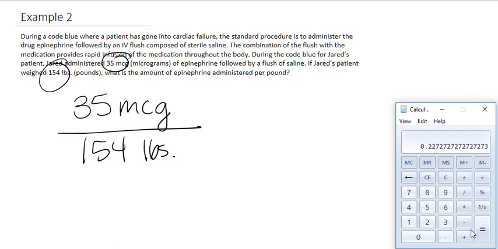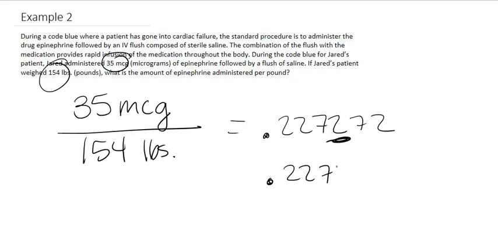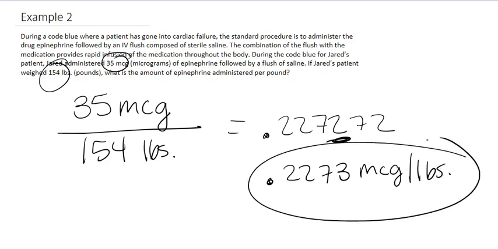And we're only going to be rounding to the 10,000ths spot. So we would look to the 4th decimal spot to then round. So here we have this equals 0.2272, and then it's 72. But this is the spot we're rounding at. So we look to the right of it and see that it's 7, and we know we need to round up. So we would have 0.2273 micrograms per pound. So this is our final answer.